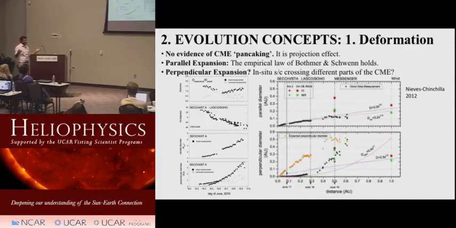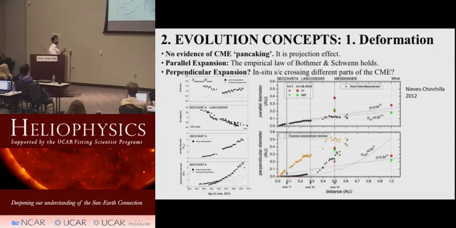Now, and then you go into the heliosphere, and people have tried to look at this through the heliosphere and in situ. And then there's people saying there isn't that much evidence of pancaking. The reason is a lot of what you're seeing is not the same feature as you go through the camera. In fact, it's perhaps just a projection effect. And what these guys were showing was the parallel expansion does continue following our standard power law, which is done by Bothmer and Schwenn in terms of its propagation.